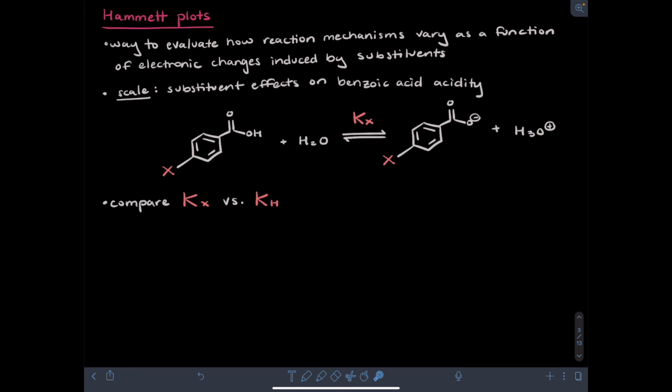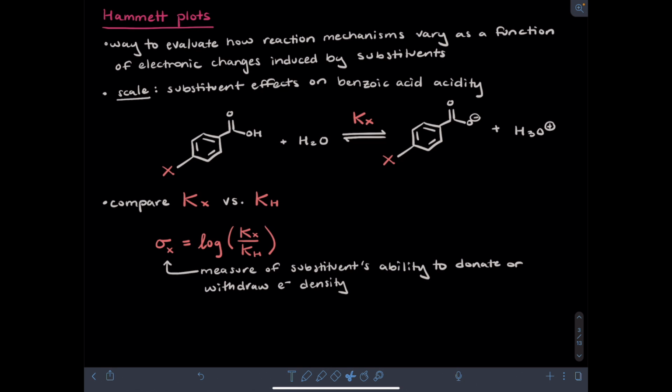For all different substituents X that you want to study, you would compare the equilibrium constant for that substituent X to the equilibrium constant where X is a hydrogen. You would take the ratio of these equilibrium constants, take the log of that, and call that value sigma for X. Sigma is a measure of how that substituent donates or withdraws electron density from the aromatic ring.